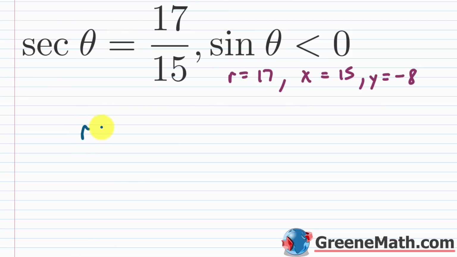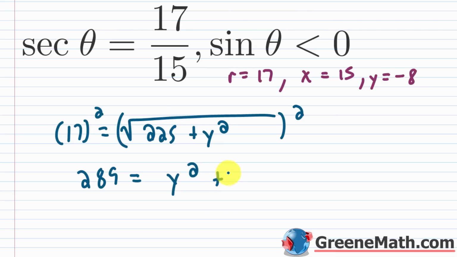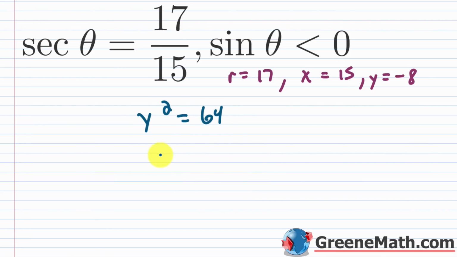So essentially you have your r is equal to the square root of x squared plus y squared. So x here is 15. 15 squared is 225. And then for r, that's 17. And then if you square both sides, let me show this so that nobody's lost. You're going to get 289 is equal to y squared plus 225. If you subtract 225 away from each side, you're going to end up with y squared is equal to 64. And again, from the square root property, y is equal to plus or minus the square root of 64. So y equals plus or minus 8. Because we're in quadrant 4, we want a y value that's negative. So you get y is equal to -8.